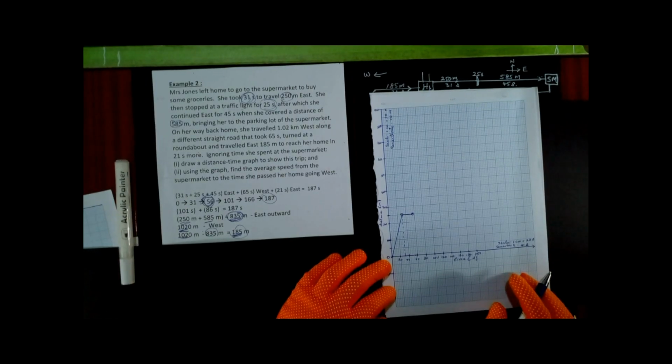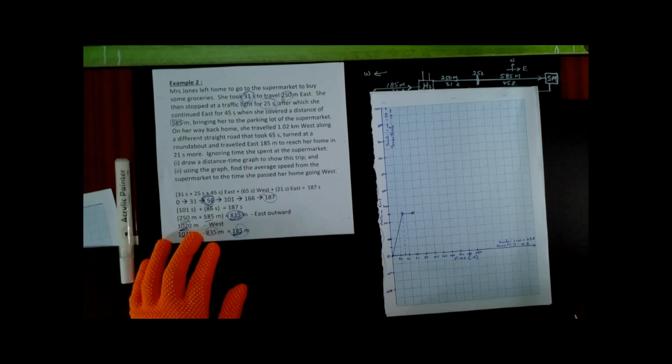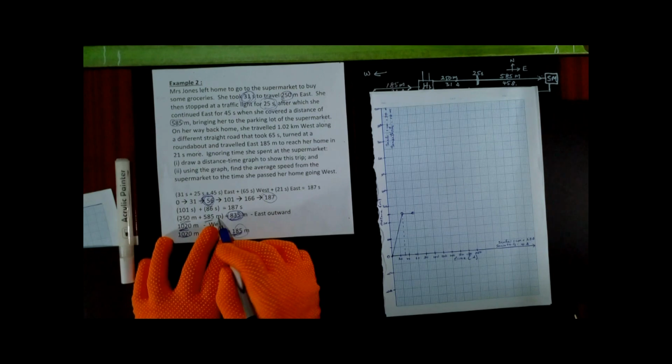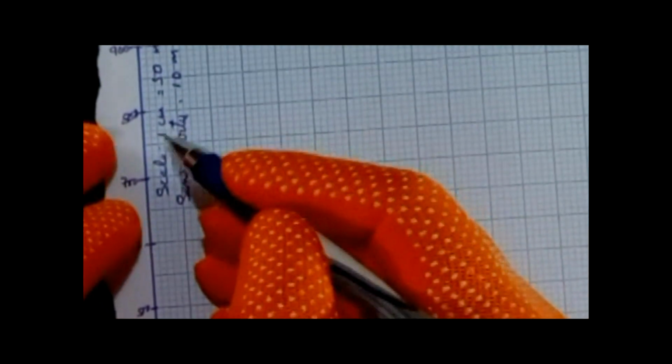She then traveled 585 meters more. So that's 250 plus 585, which will give you 835. So let's go see where 835 is.